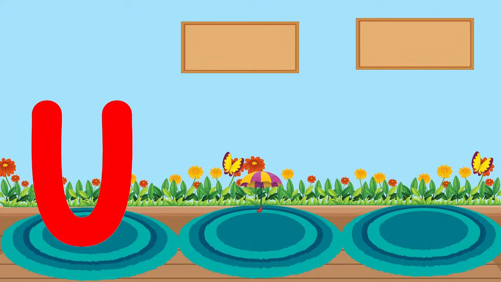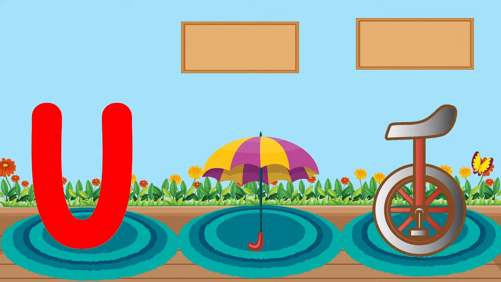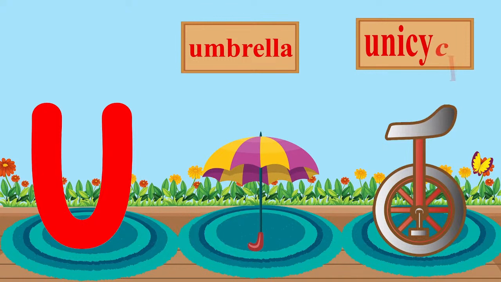Umbrella. U is for unicycle. Unicycle. U is for umbrella. U is for unicycle. V is for vase.